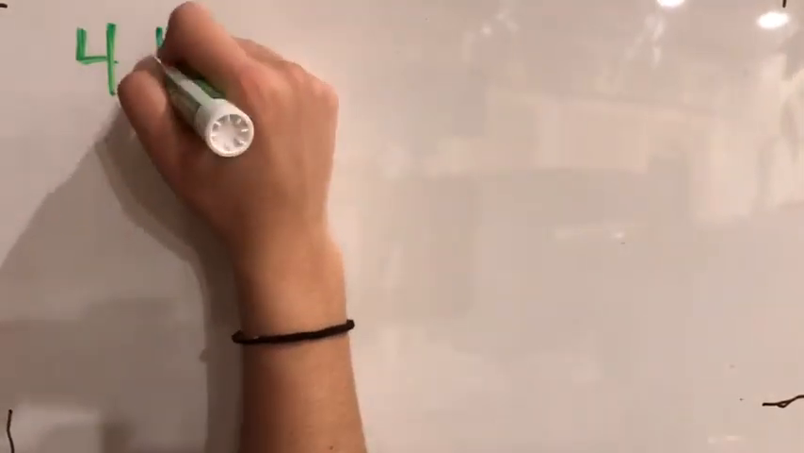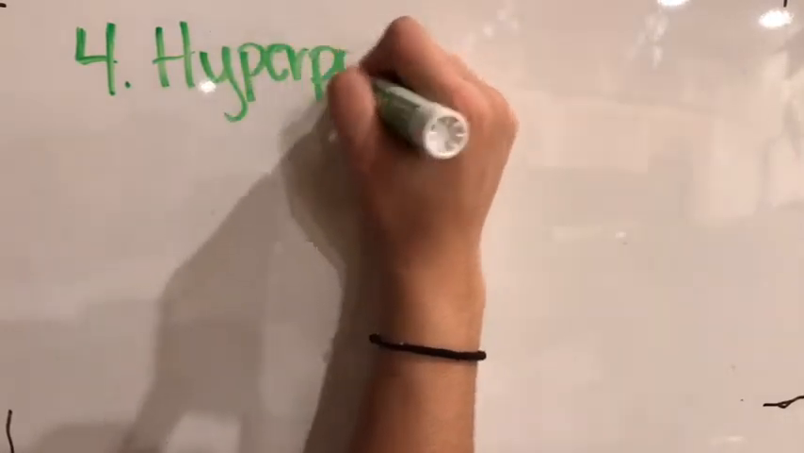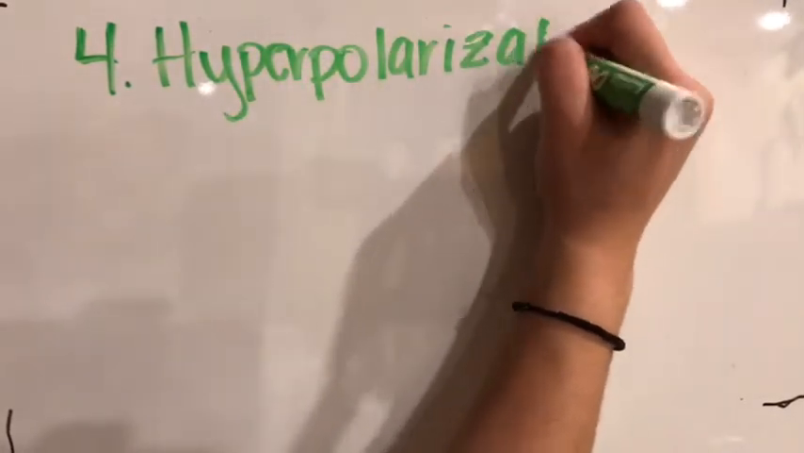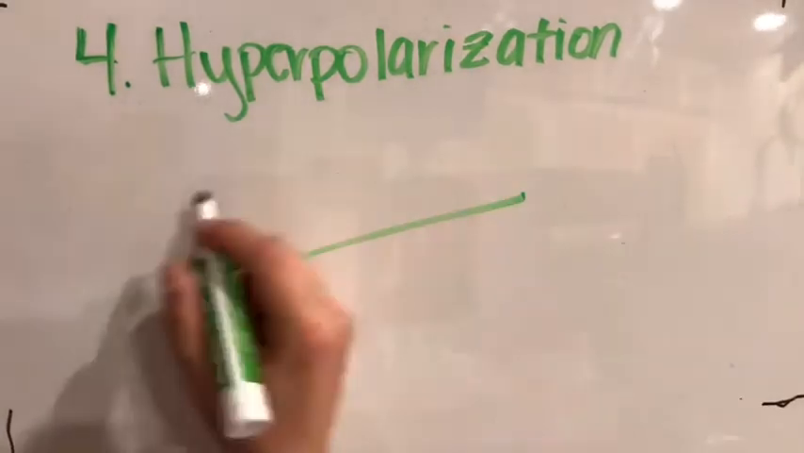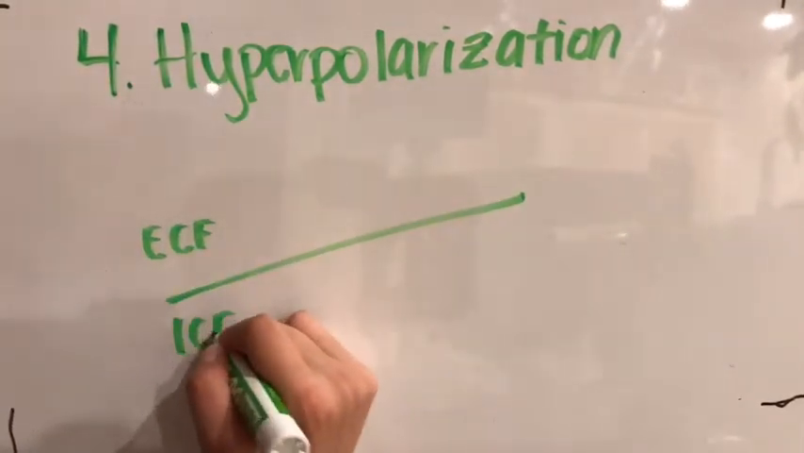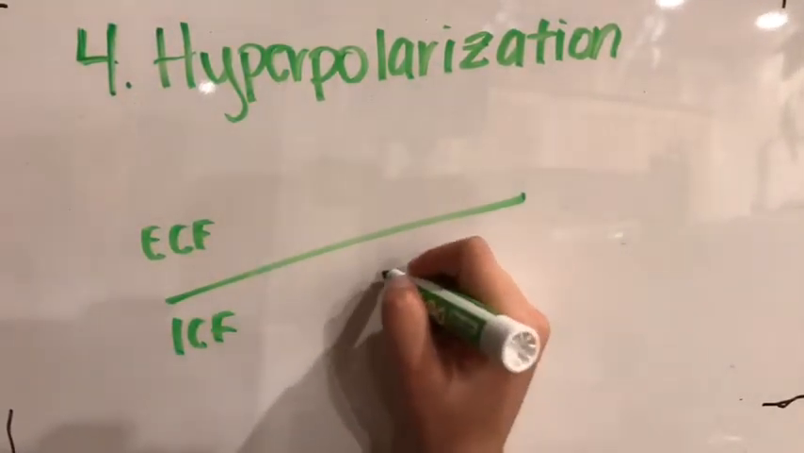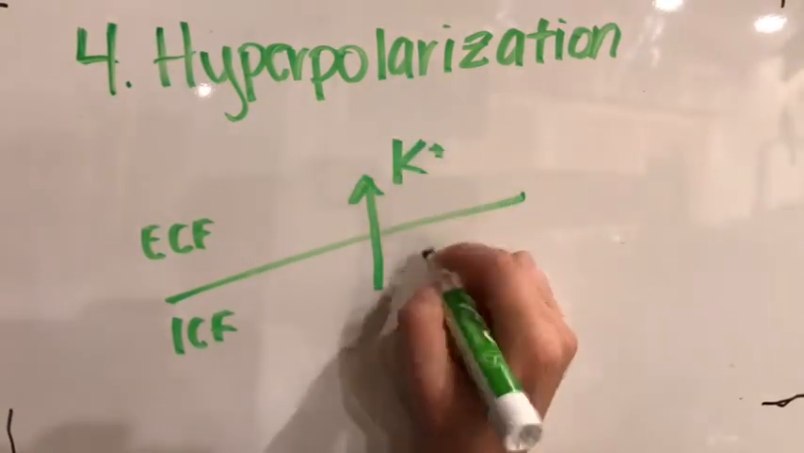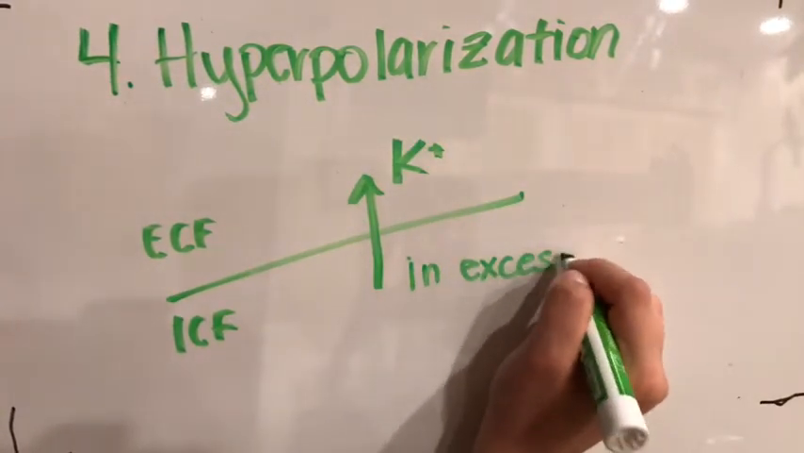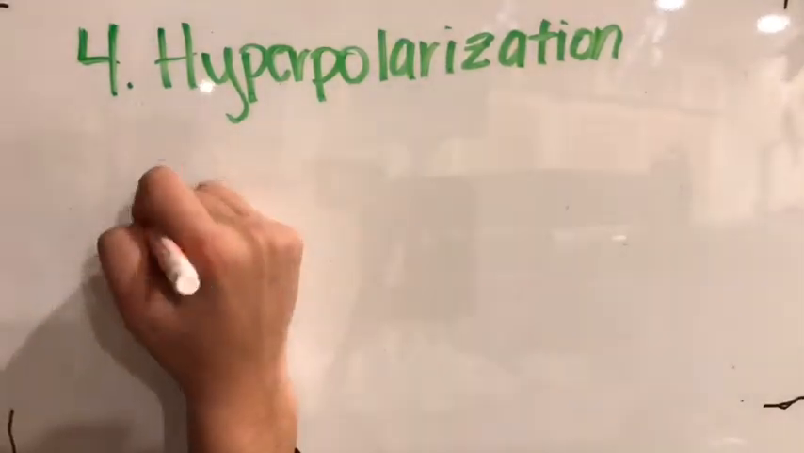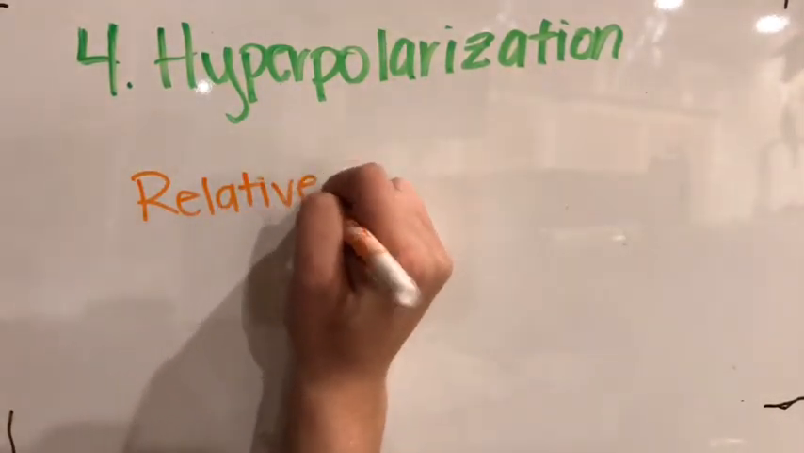The last step, step 4, is hyperpolarization, and this means it's going to become overly negative. A larger amount of potassium starts to exit the cell. It creates a safeguard so it keeps our body from sending a second stimuli too soon.